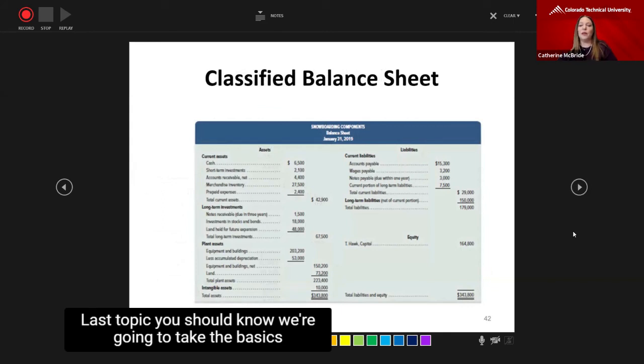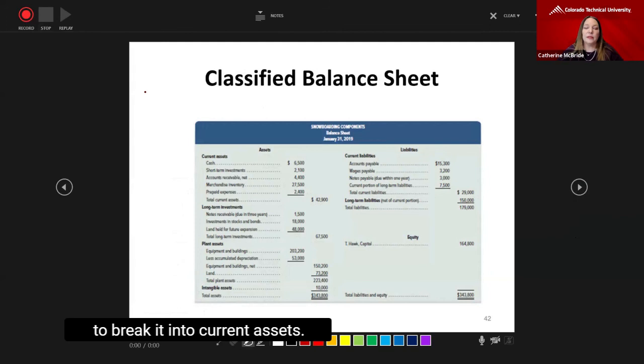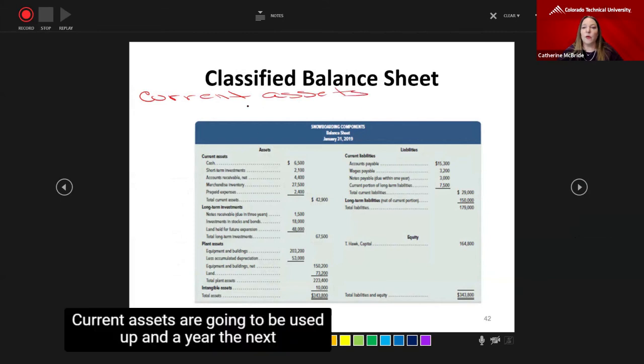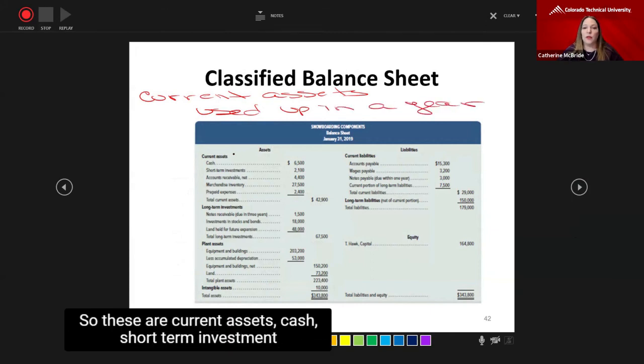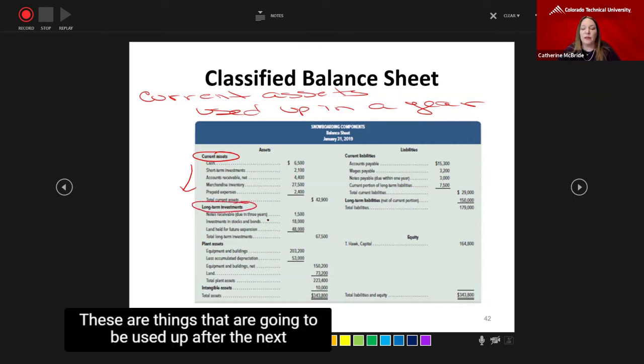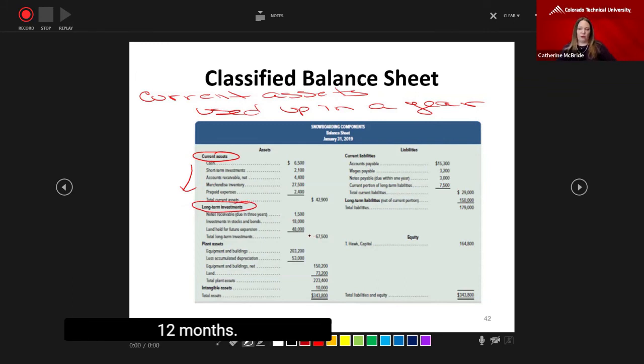Last topic. You should know we're going to take the basics of the balance sheet that we've already done, and we're going to break it into current assets. Current assets are going to be used up in a year, the next 12 months. So these are current assets: cash, short-term investments, accounts receivable, inventory, prepaid expenses. Then we have long-term investments. These are things that are going to be used up after the next 12 months.